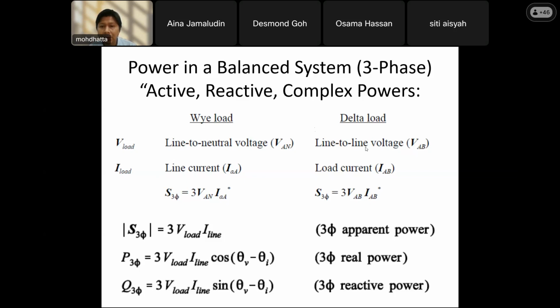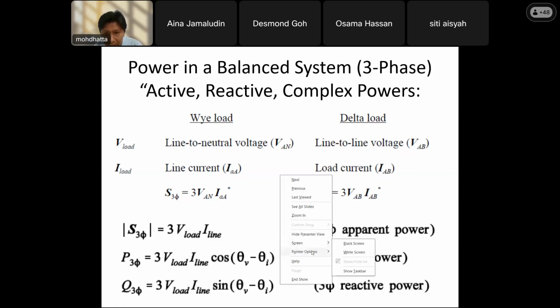Okay, I'm letting someone into our session. All right, let's continue. Can I, is there a pointer?